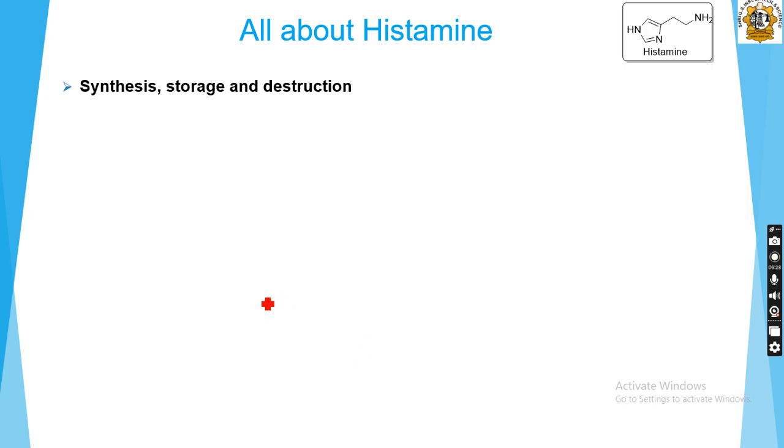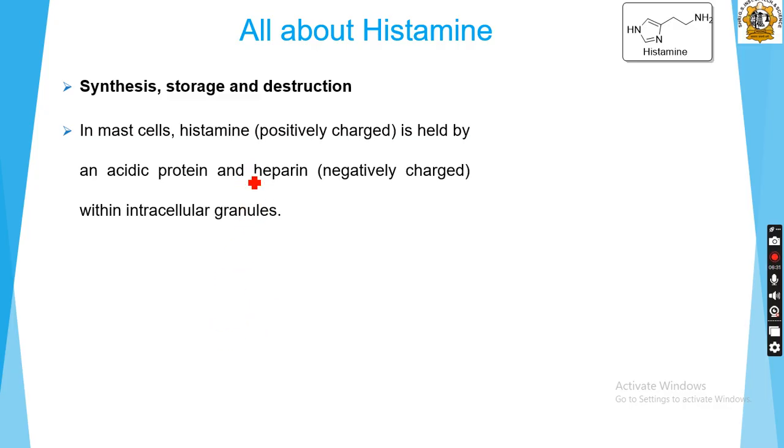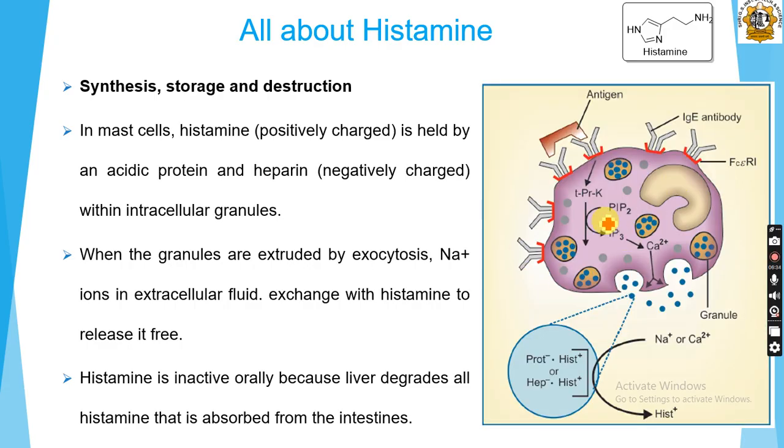And where is it stored and destroyed? In mast cells actually. It is mostly stored and synthesized in mast cells. Mast cells look like this. And it is controlled by the IP3 and DAG pathway. Histamine in the mast cell is positively charged, held by acidic proteins and negatively charged intracellular granules. These are the granules. When granules are excited, sodium ions in the extracellular fluid exchange with histamine, so it is freed. It is released in exchange with sodium.